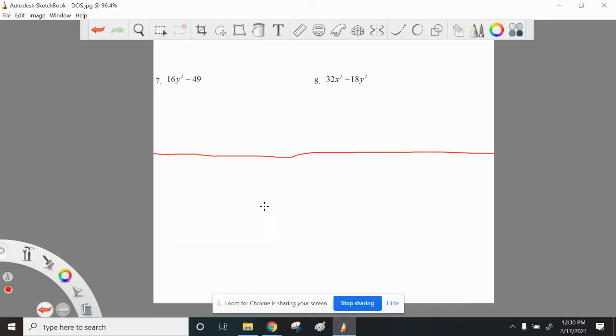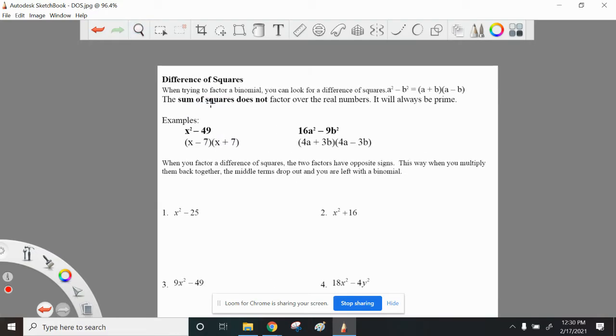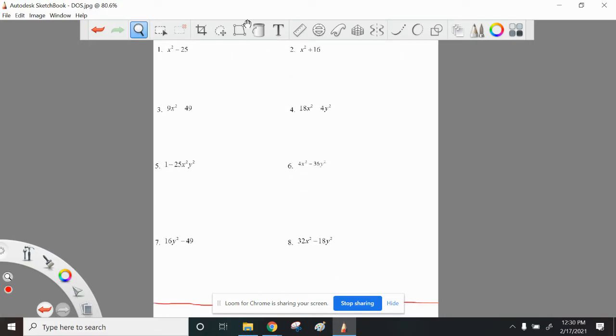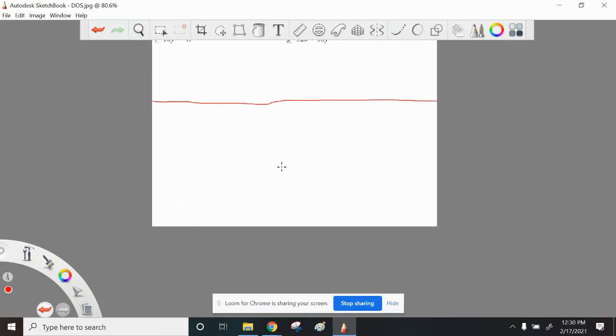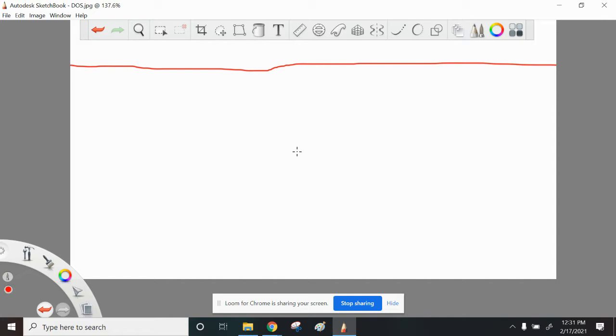All right, cool. We are going to talk about difference of squares. Hopefully, you've got these notes. Difference of squares is a lot of just memorizing a pattern, recognizing patterns, recognizing numbers, special numbers that will tell you when you can use this pattern.